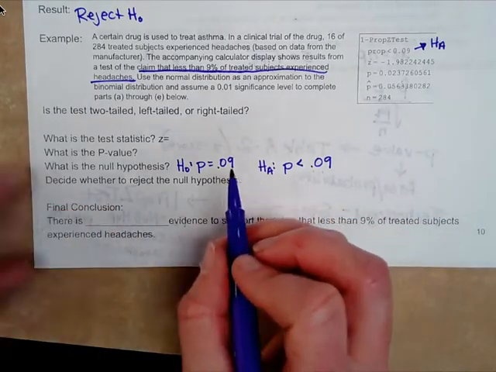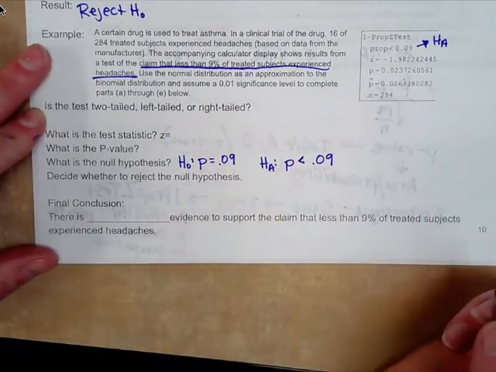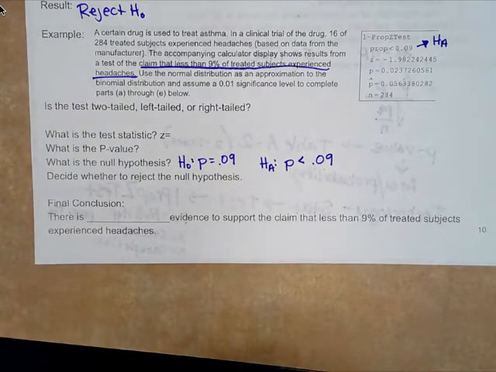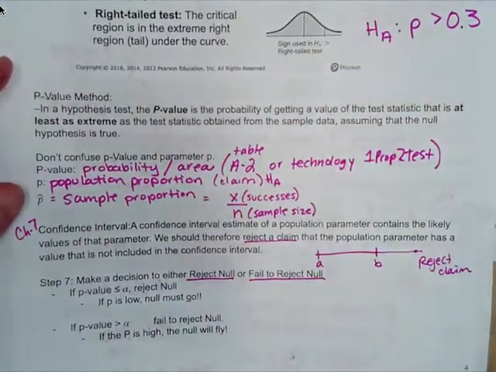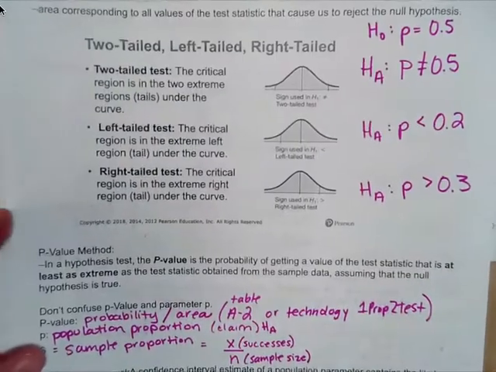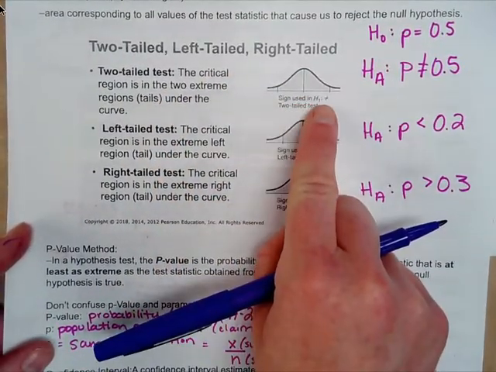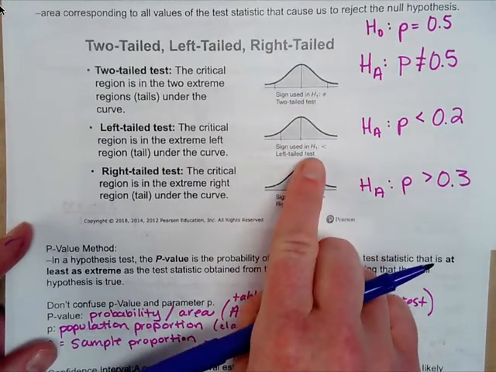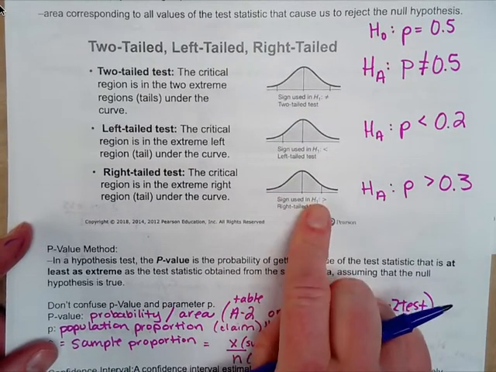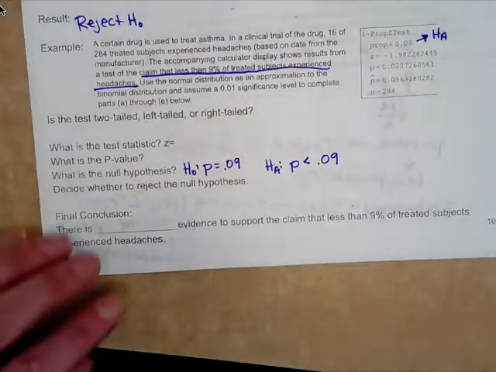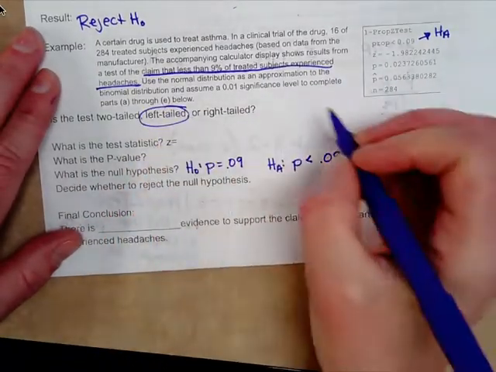And then, what would this be considered? Two tail, left tail, or right tail? Look back at page 4 of 8.1. I'll show you mine. This is how you determine it. If it's not equal to, it's a two tail. Less than is left tail, greater than is right tail. So this is left tail.